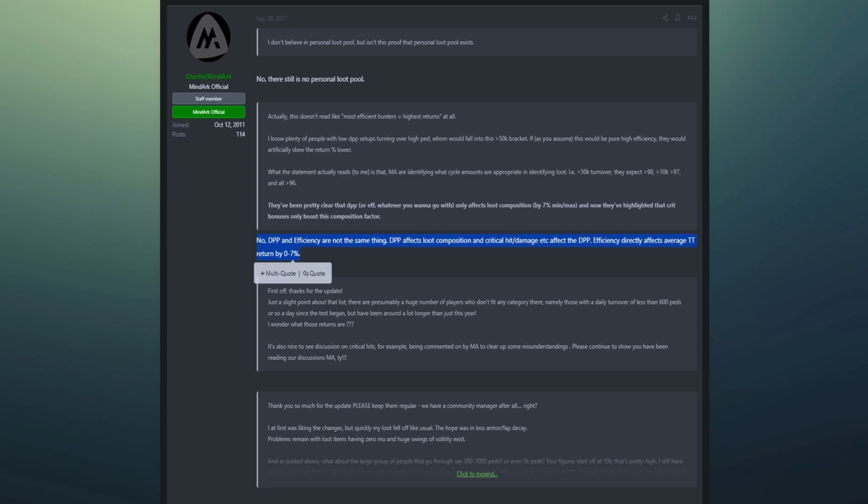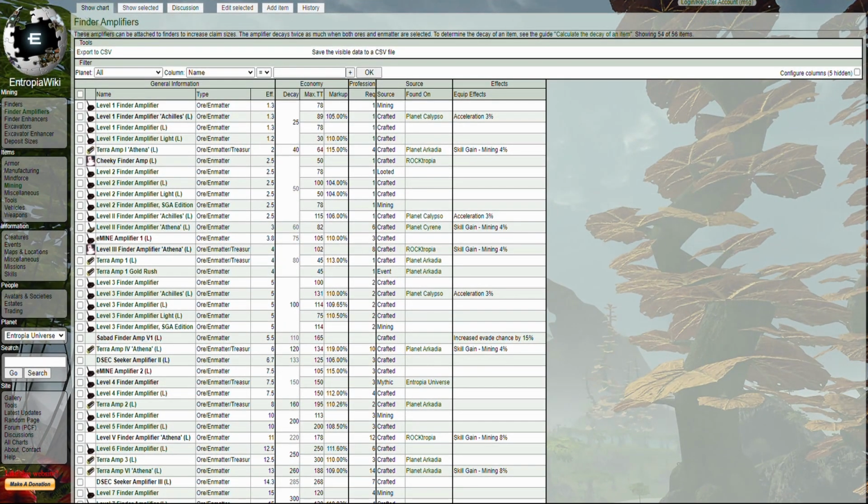Of course, we've got to go to the wiki. And once on the Wikipedia page, I click on mining and then finder amplifiers, and then I sort the columns by decay. And the reason for that is very straightforward. As the decay increases, so does the efficiency, which makes this experiment a lot easier to work with. Because if they were all over the place, oh man, putting that into a spreadsheet would be a pain.